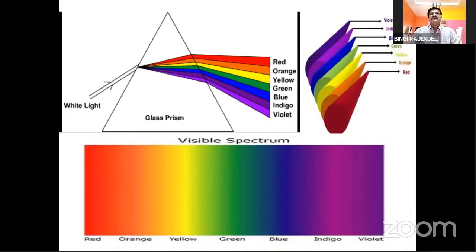This is the process of the phenomenon. White light is incident on the surface of the prism, and it splits into 7 colors and forms VIBGYOR. In VIBGYOR, we can observe 7 colors: violet, indigo, blue, green, yellow, orange, and red. This is known as the visible spectrum. From red to violet or violet to red, there are 7 colors.